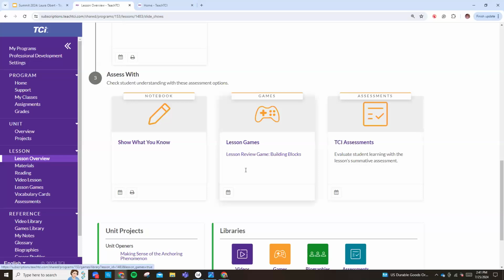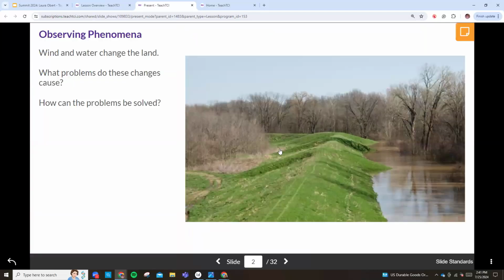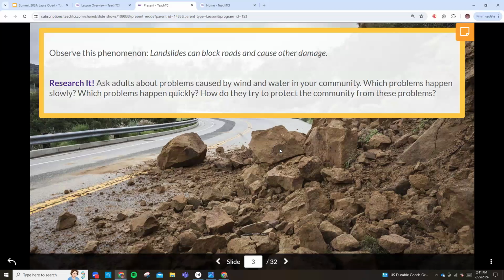So going in and taking a look at this investigation, students are going to be still given a phenomena. We start, like I said, every K-5 lesson, even engineering tasks, by observing a phenomena. And so students are going to come in and they are going to explore the phenomena. And the phenomena for this lesson is landslides can block roads and cause other damage.